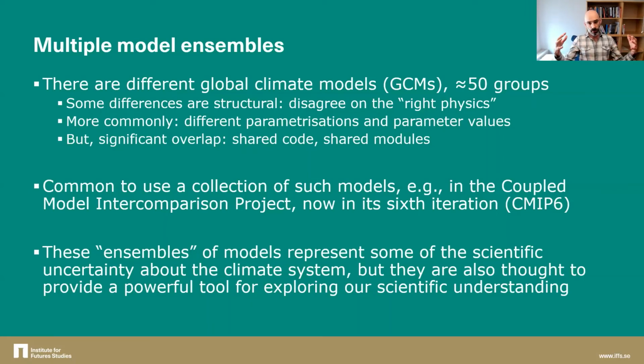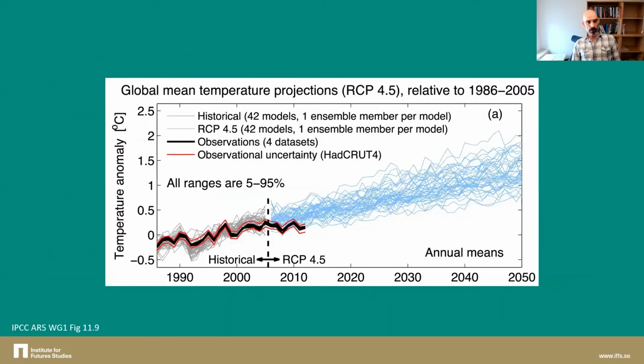And they use collections of these models to do what they call intercomparison studies, where they study the distribution of results that you get from a whole collection of models. And these ensembles of models represent some of the uncertainty that we collectively have, which informs the fact that there are all these different models. And they're thought to provide a tool which can help us to find the best answer despite this disagreement and uncertainty. So they're quite different.